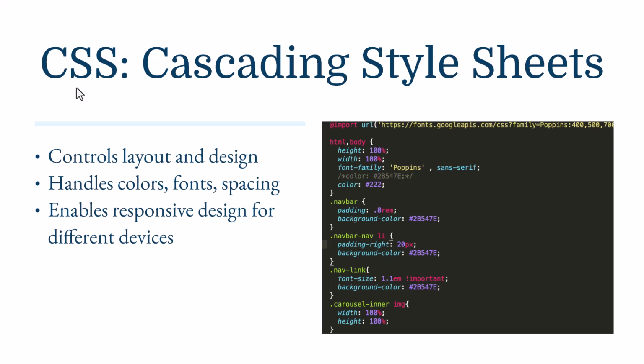CSS, or Cascading Style Sheets, controls the visual presentation of a website. It manages layout and design aspects like colors, fonts, and spacing, and enables responsive design to ensure websites look good on all devices.